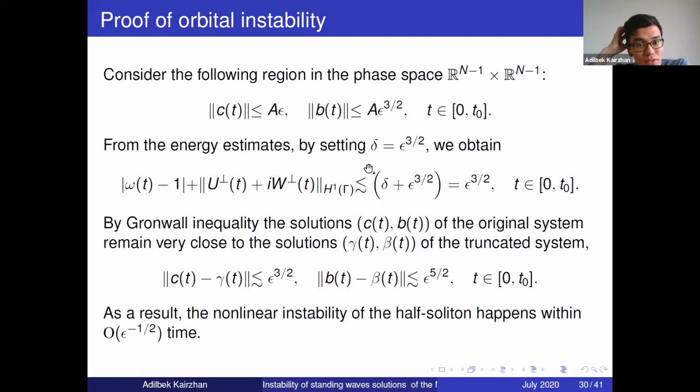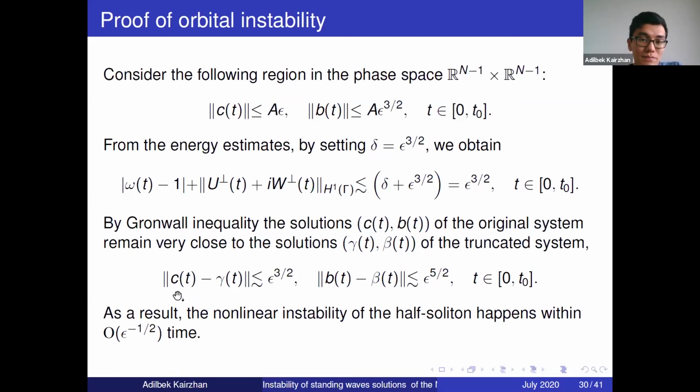But now we will show that when we consider the full system for C and B, the solutions C, B of the original system remain very close to the solutions gamma and beta of the truncated system. For that purpose, we consider a rectangle for Ct and Bt. If you are inside this rectangle, picking our initial data delta equal to epsilon 3 over 2, we can get that the terms omega minus 1 and u perpendicular, w perpendicular remain very small. Using that result and the Gronwall inequality for the norms of Ct minus gamma t and Bt minus beta t, one can get that these solutions are very close.